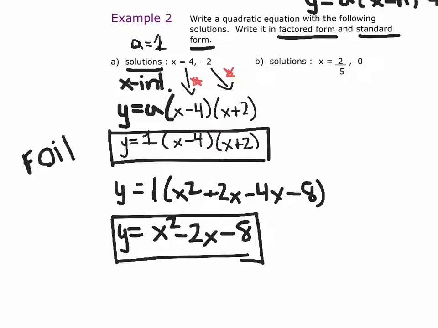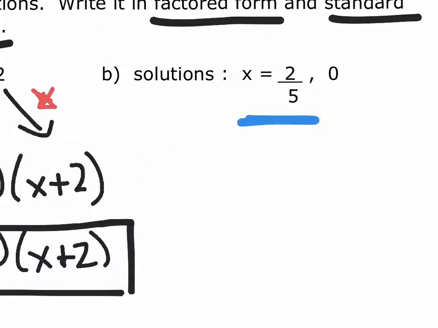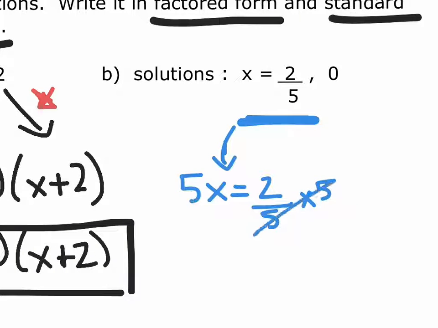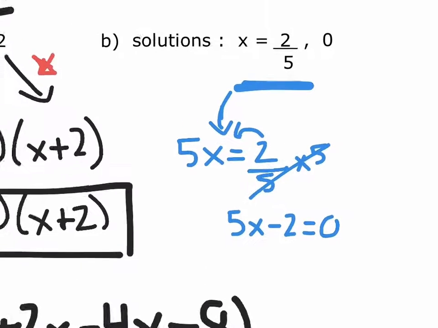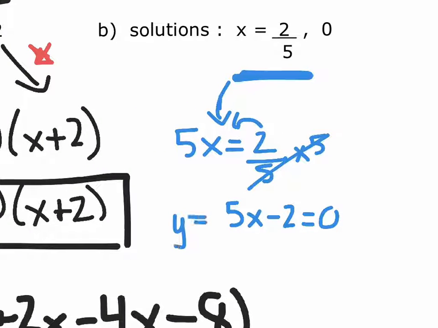Some people get confused in the next question by the fraction. Don't lose yourself in the fraction. You just work opposite to it. Before you put it into brackets, it's x equals 2 over 5. To get rid of the 5, we multiply both sides, so that would cross out. Then we move the 2 over, so you get 5x minus 2 is equal to 0. That's what would go back into the bracket. So we end up getting y equals (5x minus 2).